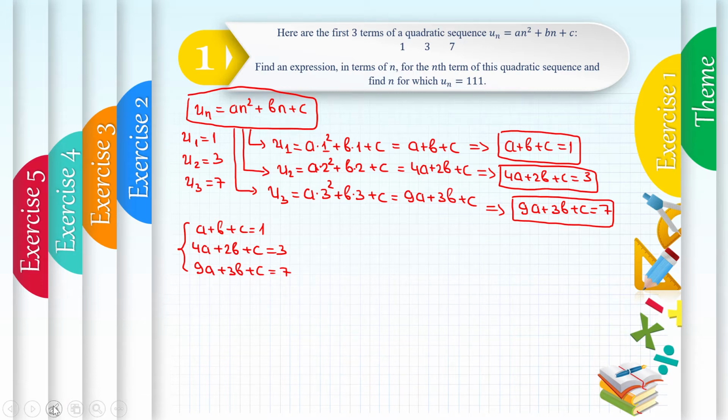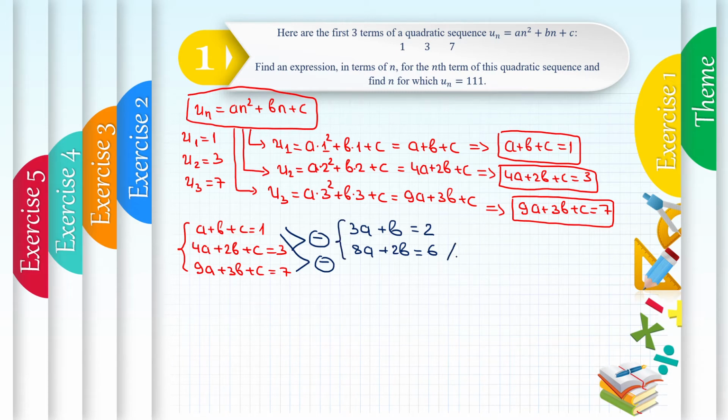So how are we going to solve it? We are going to do the following small trick, because all three equations have the last term c with the same coefficient 1. I'm going to subtract the first equation from the second equation, and we will get 4a minus a, 3a, 2b minus b will be plus b, c is eliminated, 3 minus 1 is equal to 2. And if we subtract the first equation from the third equation, we'll get 9a minus a, 8a, 3b minus b is 2b, equal to 7 minus 1, which will be equal to 6.